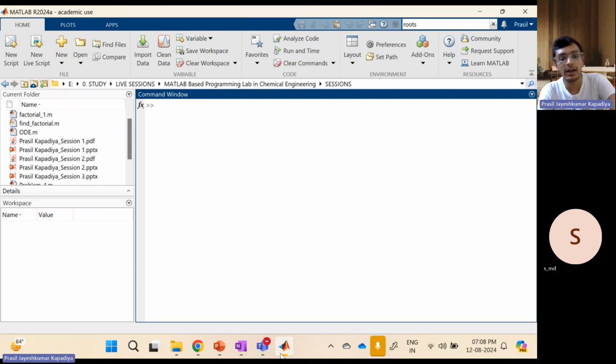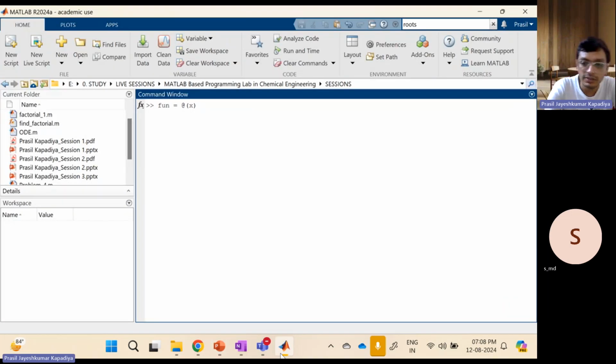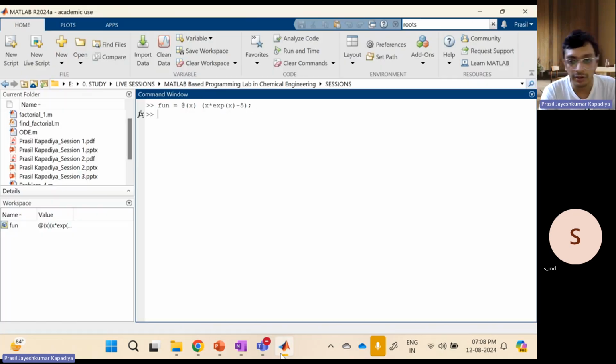Okay, so I will write function is equal to at the rate of x. Then my equation is x into e raised to x minus 5 is equal to 0. So x into exp of x minus 5, that is equal to 0. So this is my equation, and I want to find the zero in the interval 1 to 2 using the fsolve command.